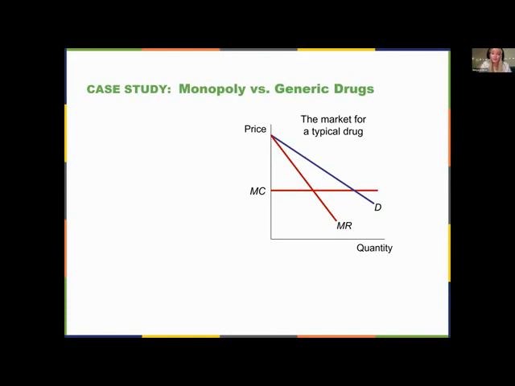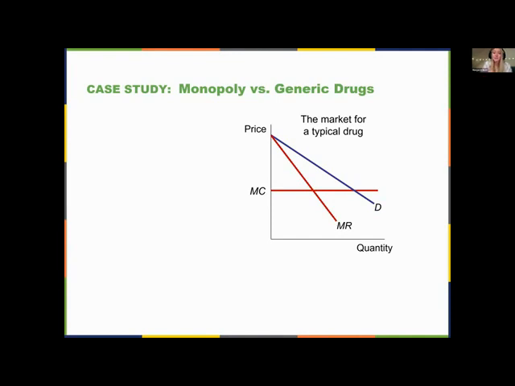So right here we have a graph that shows the price and the quantity for a typical drug. Let's say the drug is the vaccine for the coronavirus. So we have our demand and the marginal revenue for the monopolist drawn here. We have our demand curve and the marginal revenue curve being drawn under that at half the slope.